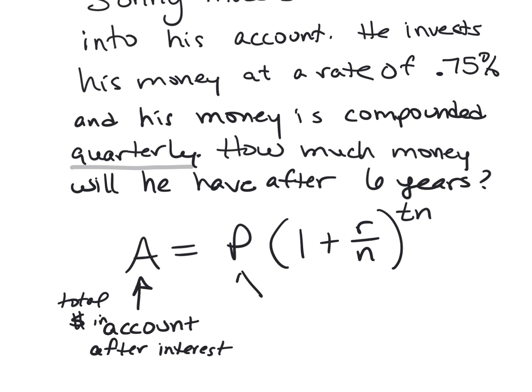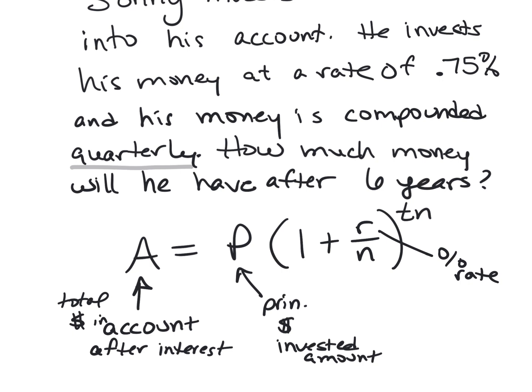The P is the principal, and this is money, the invested amount. The R is the percent, the rate. The N is the quarterly in this particular problem. And then the T is the time, and it's always in years. Again, you can review these notes if you need to. This N is the same.